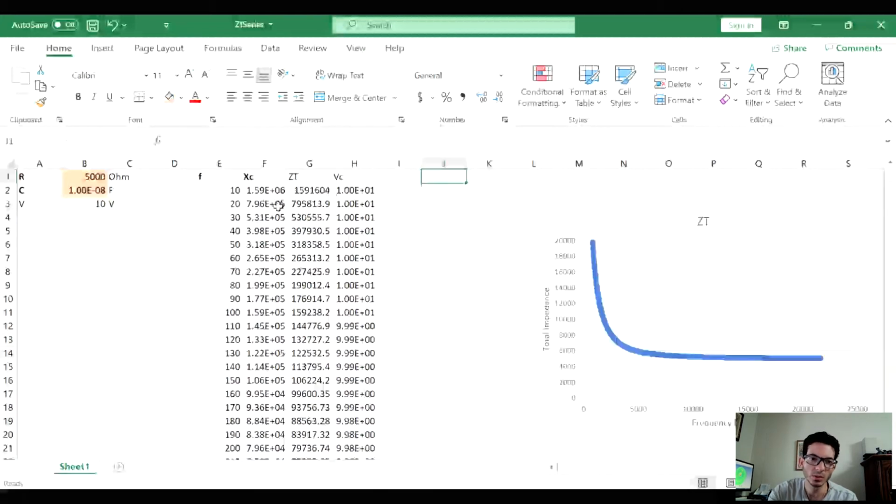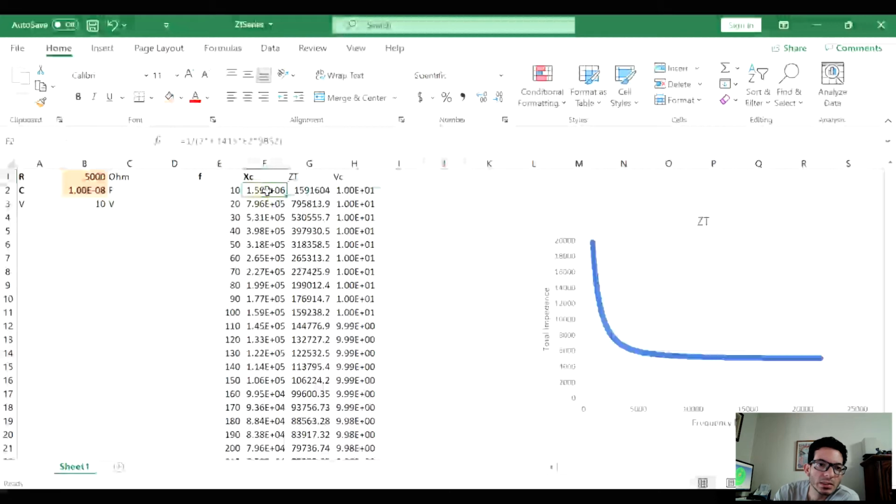So that's what I did. I took it all the way to 20,000 because that's what the problem says: the source varies from 0 to 20,000 hertz. I didn't want to start from 0 because, if you remember, the reactance of the capacitor is 1 over 2 pi frequency. So if you divide by 0, you're going to have an issue. So just start from a small number.